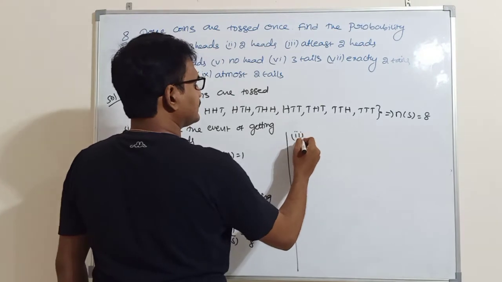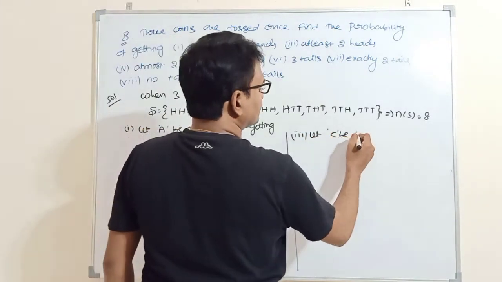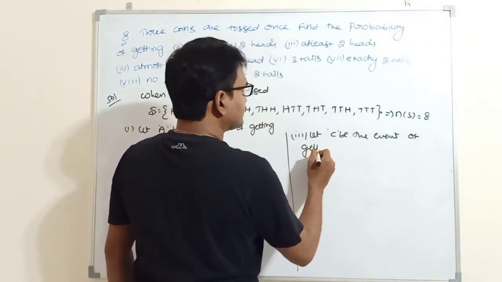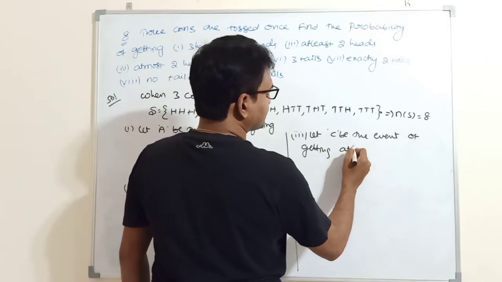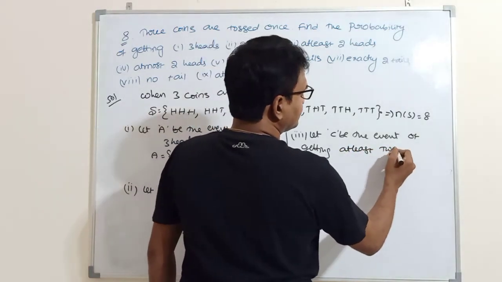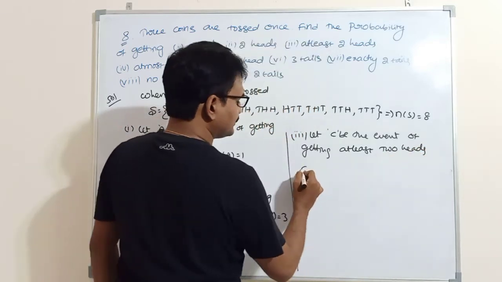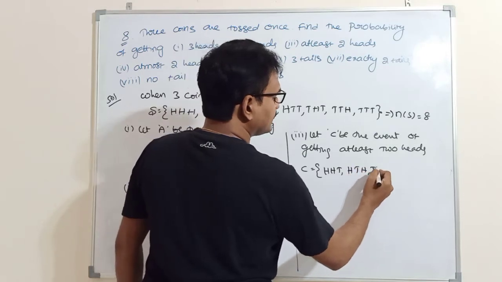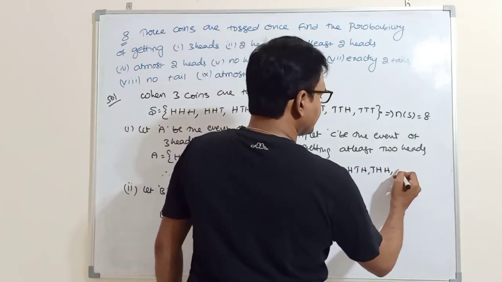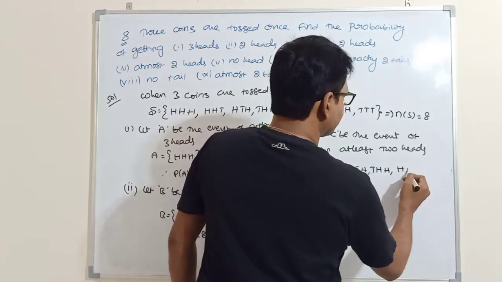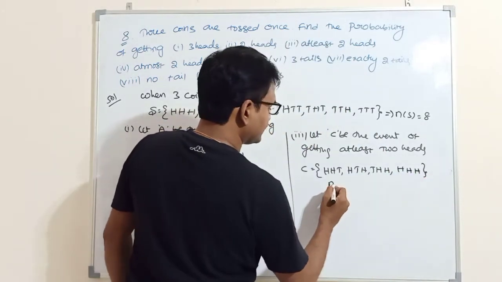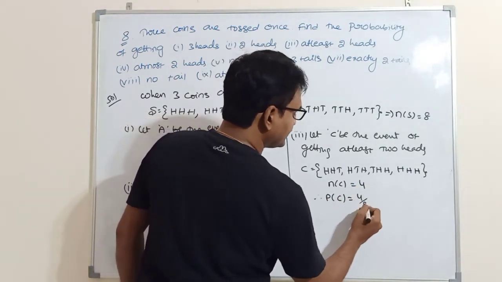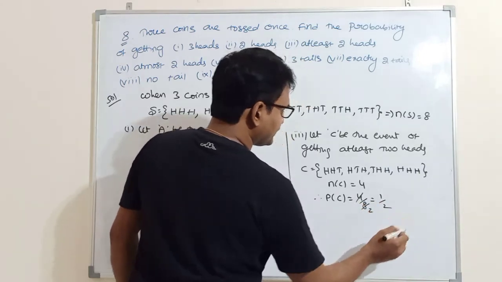Next, third question. Let C be the event of getting at least 2 heads. At least 2 heads means minimum 2 heads. Minimum 2 heads means either HHT or HTH or THH, and triple head will also come. Triple H. So n of C, number of sample points, is 4. Therefore, probability of C is equal to 4 by 8. That means 1 by 2.